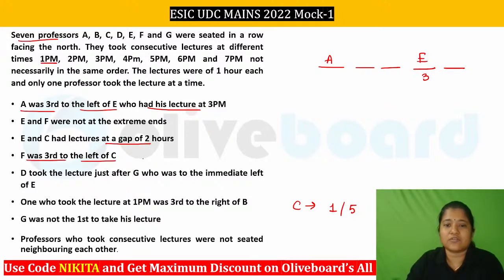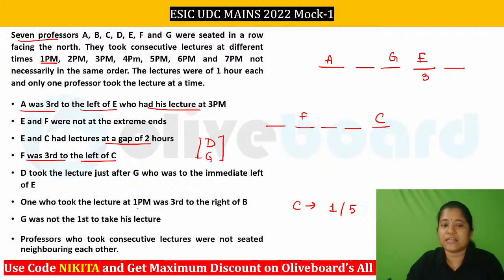Now F was third to the left of C. Let's try. So F was third to the left of C, something like this. And F again cannot be at the end. That means at least one person should be there before F, right? Now after that, D took the lecture just after G, who was immediate left of E. So you can see that G will be this person, and we know that D has to be immediately after G, right? So D and G should be consecutive in nature. Okay, we'll check that out.